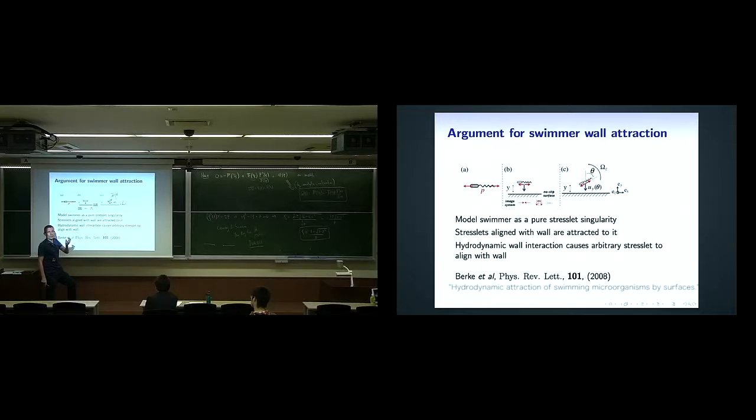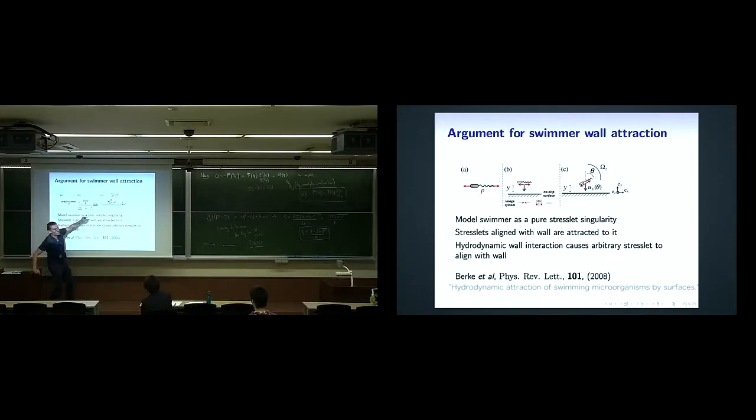So there's no net force on this object, and mathematically, plus minus point force gives you what people call a stresslet singularity. Okay, we're going to see all this in detail, probably next time. And it's known that stresslets have a direction. And if you're near a wall, you can show that stresslets tend to get attracted to walls.